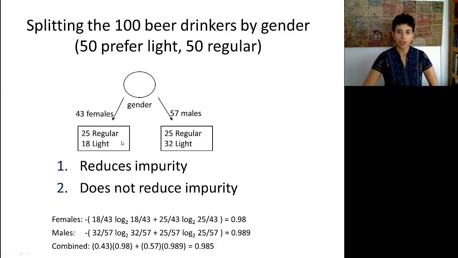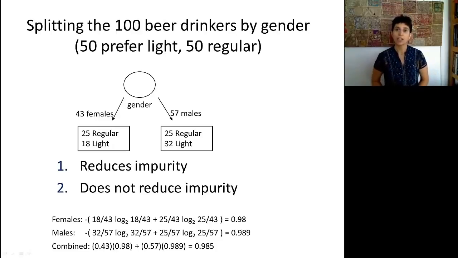Finally, we combine these two children nodes by taking a weighted average of their entropies, and the weights are the sizes, or in other words, the number of records in each one of these children nodes. The combined children entropy is 0.985. Indeed, this is below 1, which was before the split.